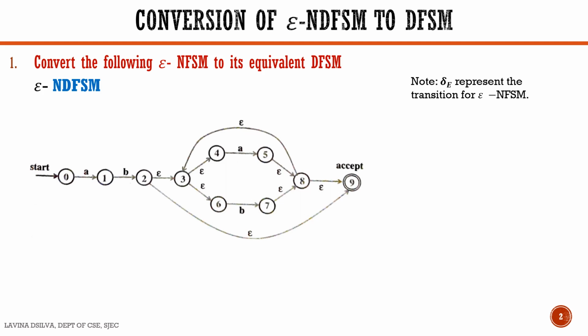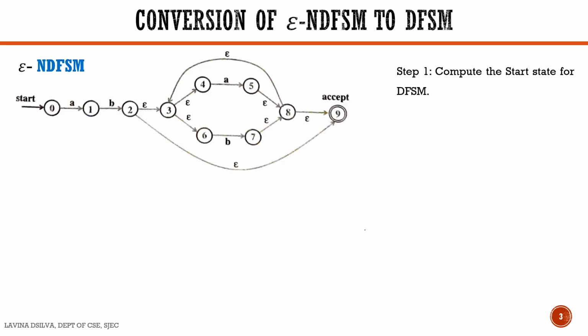I will consider a note here, that is delta E represents the transitions for an ε-NFSM. The first step is to identify the start state for the DFSM. Now, here we can see 0 is the start state of the ε-NFSM. And we know E close of this start state 0 is equal to the start state of DFSM.